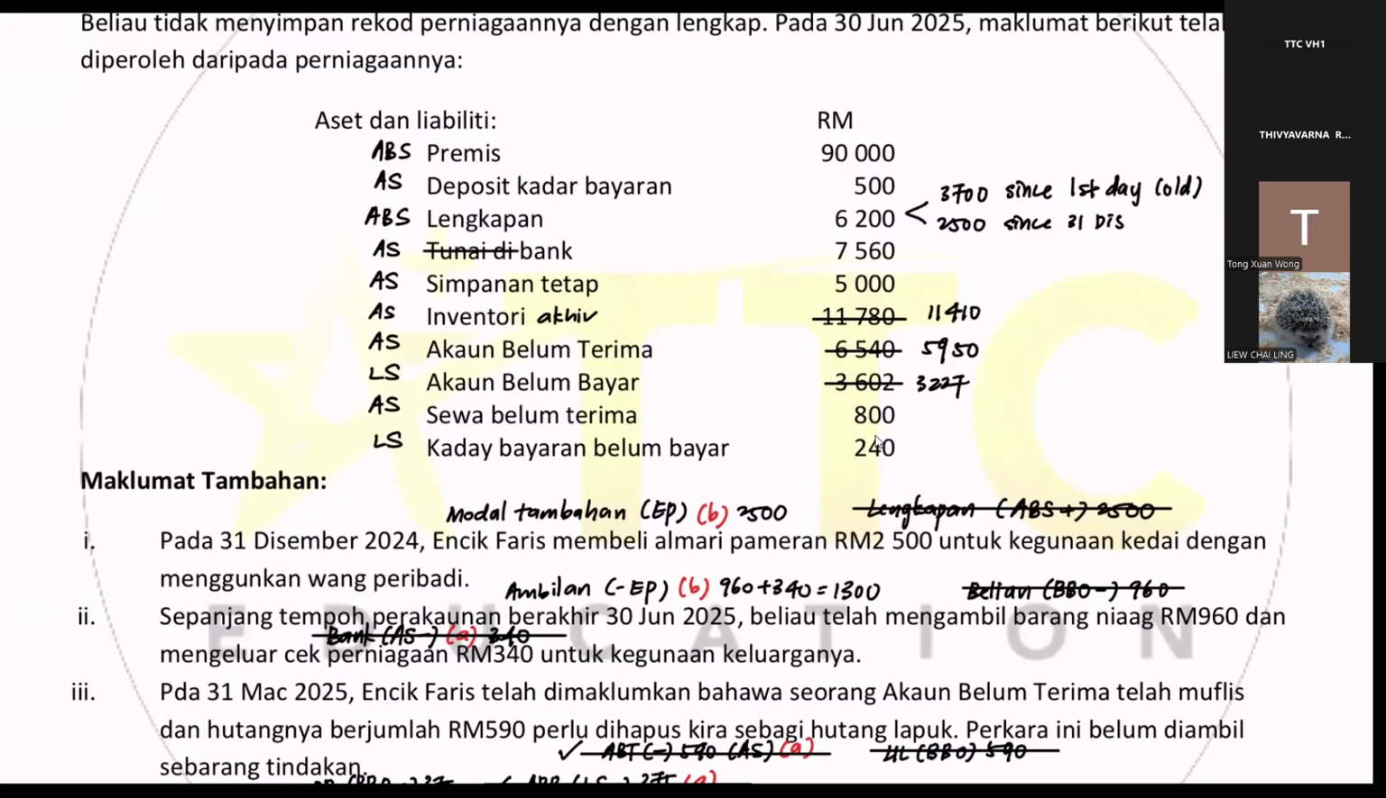Yes or no? Can we calculate the full year susut nilai for the old portion, 3,700? Yes or no? No, me. The old portion, 3,700. You got it since first day. So can you calculate susut nilai for full year to 12 months? You got it since the first day? Yes. So this one full year.